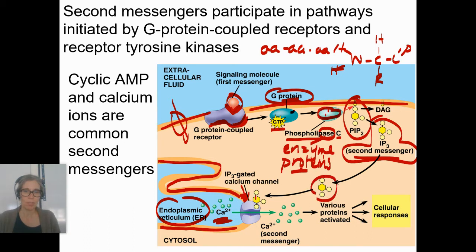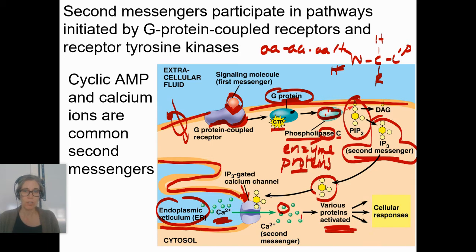The IP3 makes it over, attaches. It's sort of like when we saw ligands binding out here. So this molecule will bind to the channel, opening it, allowing calcium to go out. So this is facilitated diffusion. It moves from high to low. That's passive, right? And then here's calcium, and calcium can now diffuse out to turn on other processes in the cell.